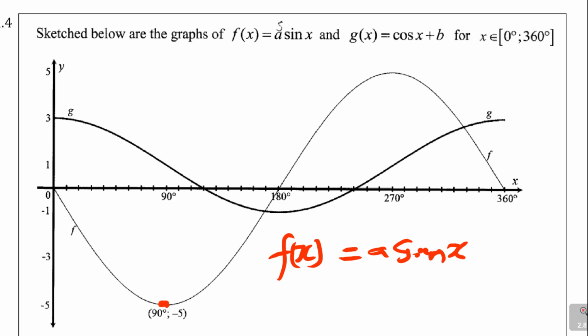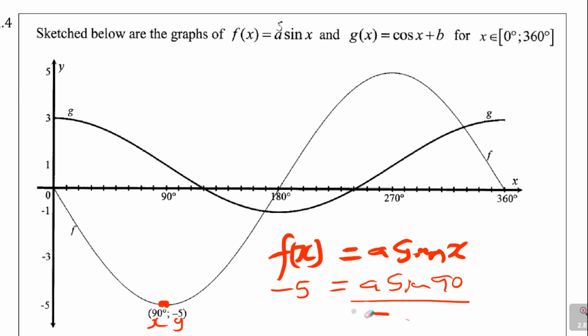Right, but now what do I know? Here, this is x, this is y. So you can say minus 5 is equal to a sin 90. So you divide then by sin. You ask yourself actually what is sin 90? And sin 90, if you remind yourself, is 1.